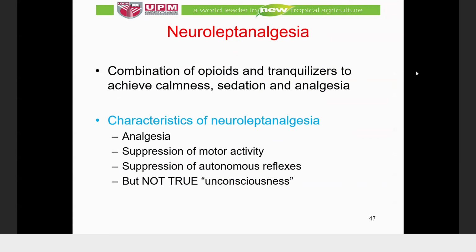True unconsciousness means, for example, when we are using real anesthetics with which we can start a major surgery. With these drugs, the animal is not really unconscious, but it's a very deep sedation, or a kind of sleepiness. It's not a state of anesthesia. You cannot do a major, painful, or more invasive surgery. You understand that?